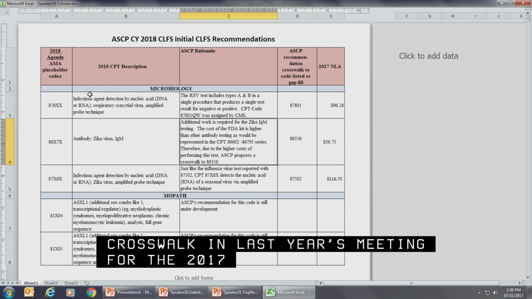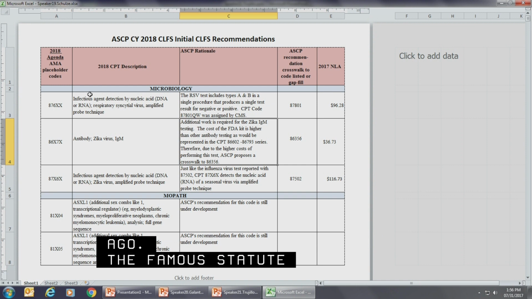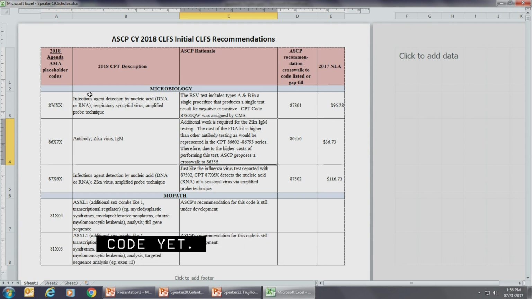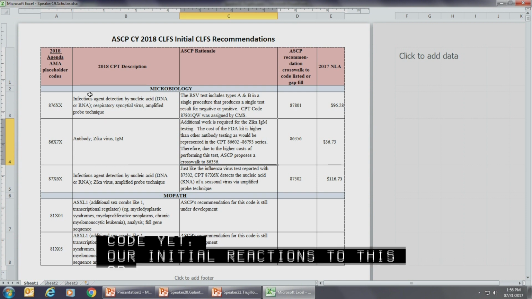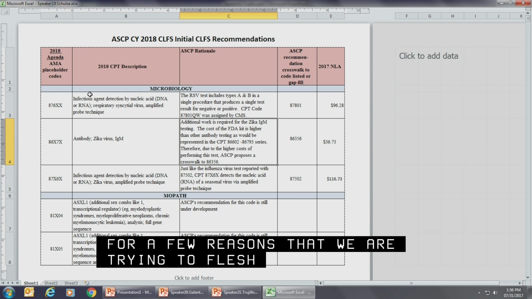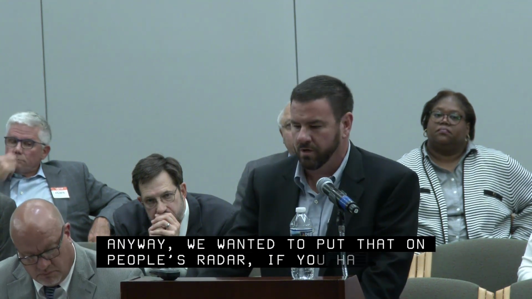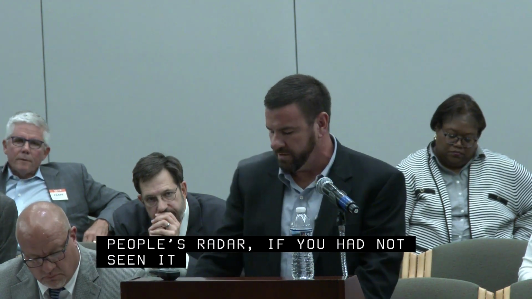Again, we just got this about a week ago, so we're looking at how that squares up with the PAMA statute and regulations, and don't really have an answer there yet. But even if it is permissible under those, our initial reaction is that this approach may be inappropriate for a few reasons that we're trying to flesh out and provide the agency some written comment during the comment period. So we just wanted to put that on people's radar if you hadn't seen it, and also note to CMS that we're working hard to get you some useful feedback on that proposal.